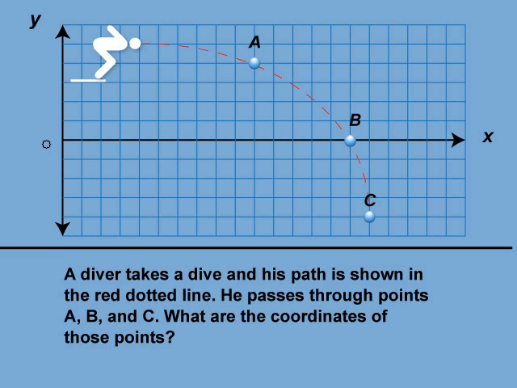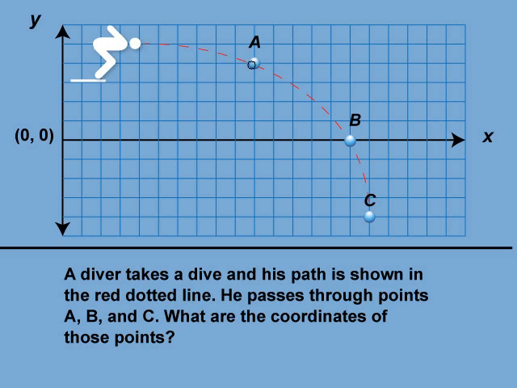Recall that where the x and y axes intersect is the origin, which has coordinates 0, 0. This coordinate system shows quadrant 1 here and quadrant 2 here. Quadrant 1 has all positive coordinates. Quadrant 2 has positive x and negative y coordinates. Let's assume that each tick mark along the horizontal and vertical axes represents 1 unit.